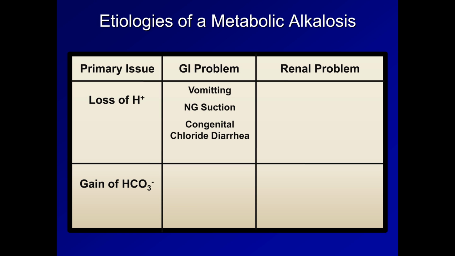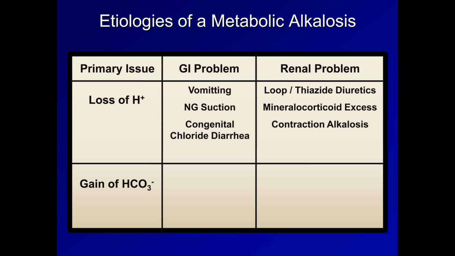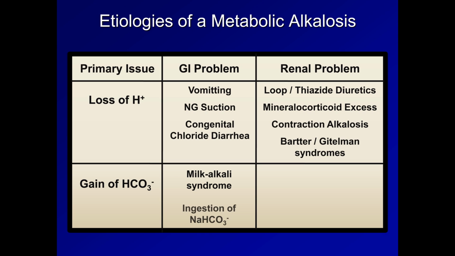Conditions in the kidneys which can result in loss of hydrogen include loop and thiazide diuretics, mineralocorticoid excess, contraction alkalosis, and Bartter and Gitelman syndromes. In the gut, gain of bicarb can be due to the Milk-Alkali Syndrome or due to ingestion of sodium bicarbonate. And in the kidneys, contraction alkalosis can also lead to gain of bicarb.